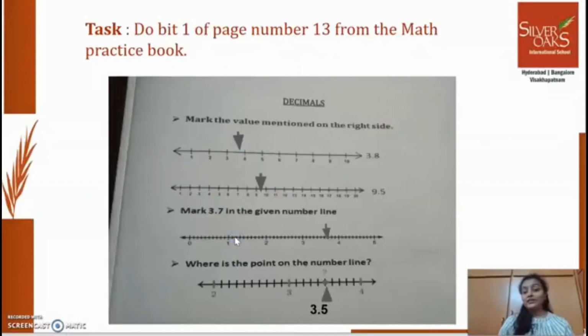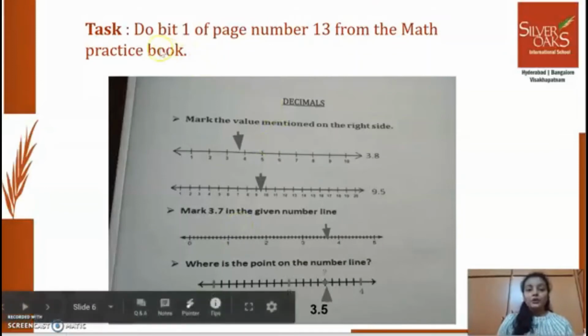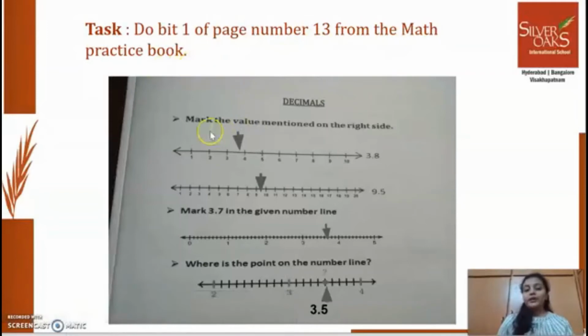And now here is your task. So you have to do question 1 of page number 13 from the math practice book. Mark the value mentioned on the right side. So this is the right side. So here it is mentioned as 3.8.